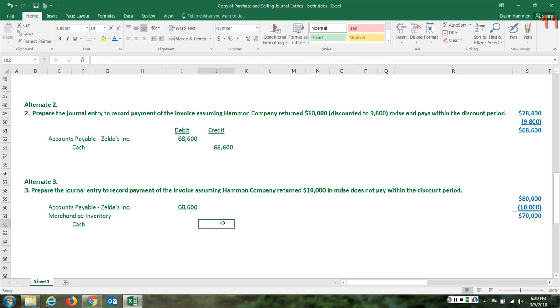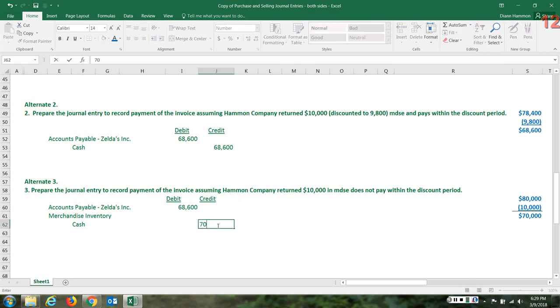Then let me go to cash. So what kind of check is Zelda's expecting from us? Well, the full invoice was $80,000, but we did return $10,000 in merchandise. So they are fully expecting and entitled to a check for $70,000. Get debit and credit in here. I neglected to put that in before. There we go. And so merchandise inventory, I'm going to skip that.